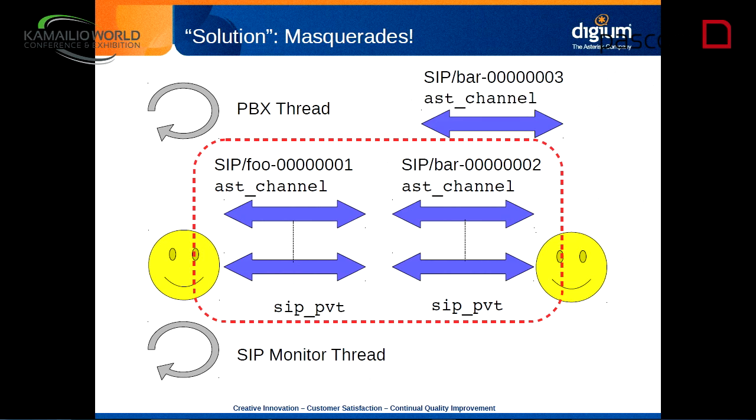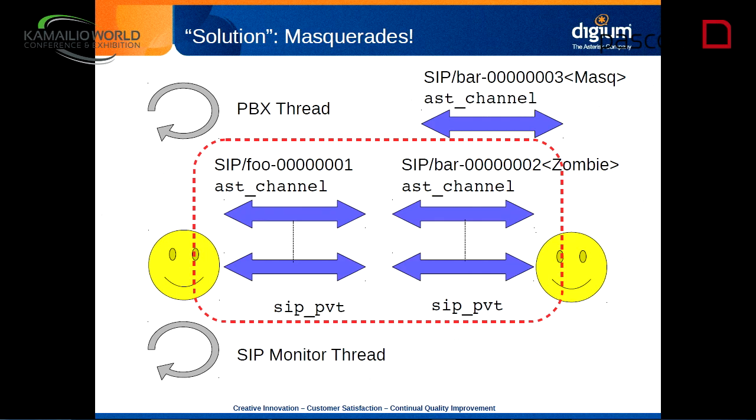So my first step is I make a new channel. I'm going to call it SIP bar 3. It's going to go off to bar, but it doesn't have a SIP PVT, well, it actually kind of has one, but we'll ignore that point. But I'm about to do something really terrible to these guys. And the first thing I do is I rename him. And I tag him with this name of Mask, which says he's about to be masqueraded.